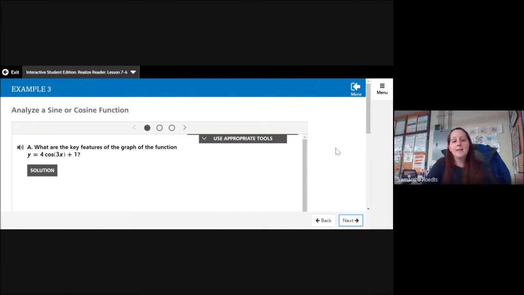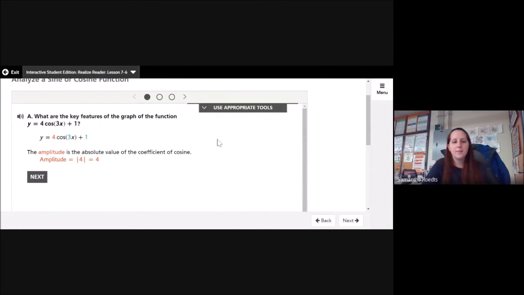Example 3, analyze a sine or cosine function. What are the key features of the graph of the function y equals 4 cosine 3x plus 1? So y equals 4 cosine 3x plus 1 tells me the amplitude is 4. Remember, that's the number that's out in front. To calculate the period, I divide 2 pi by the coefficient of x. So 2 pi over 3 is my period.